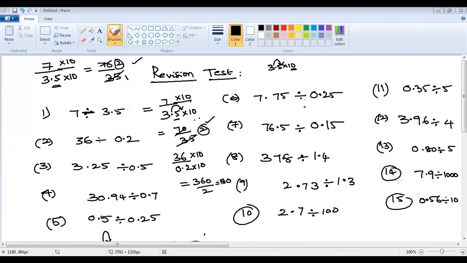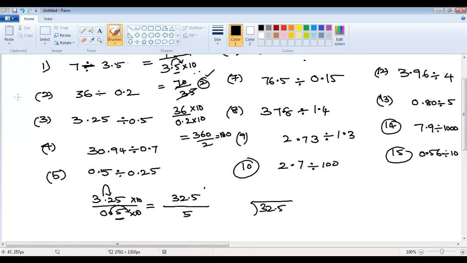Look at the screen. Fourth bit I'm doing on screen. Please look at it. Children, mute your mic. If you have any doubt like that, please ask me. Don't sit like that. I'm doing on screen the third one, 30.94 divided by 0.7.